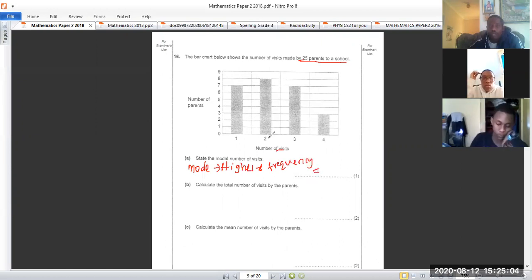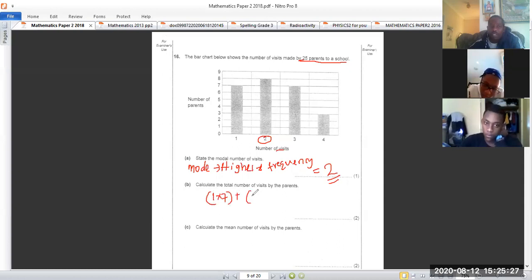This is obviously 2. So the mode is 2. Calculate the total number of visits by the parents. The total number of visits: those who made 1 visit, there were 7, plus those who made 2 visits, there were 8, plus those who made 3 visits, there are 7, plus those who made 4 visits, there are 3.